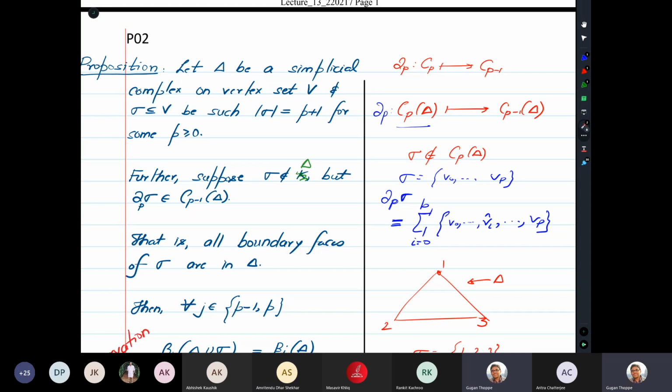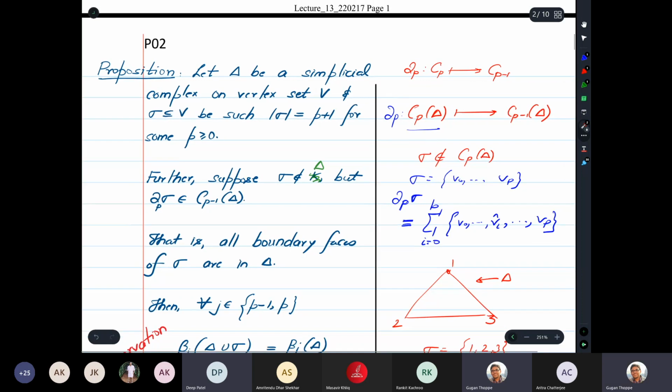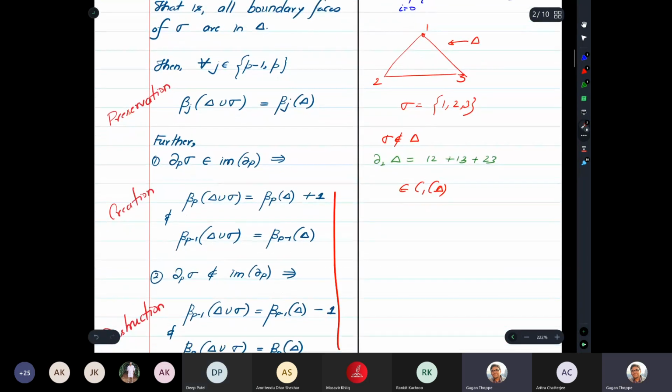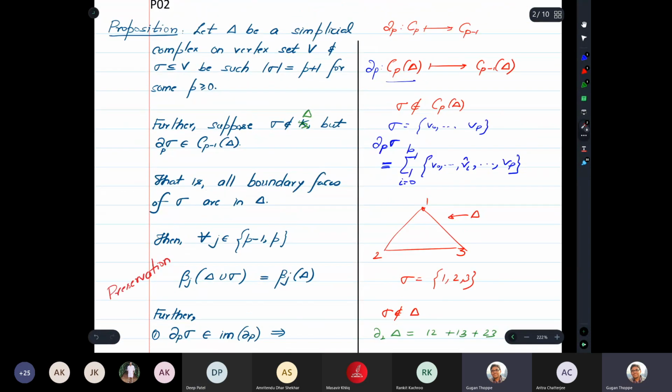Okay. Yes, Deep, go ahead. What are we trying to capture here with this condition, this ∂p sigma belonging to C_{p-1} delta? So we want to state some result later, okay? And for this result to hold later, we require that such a condition hold. Is that okay? So this is exactly what we require.